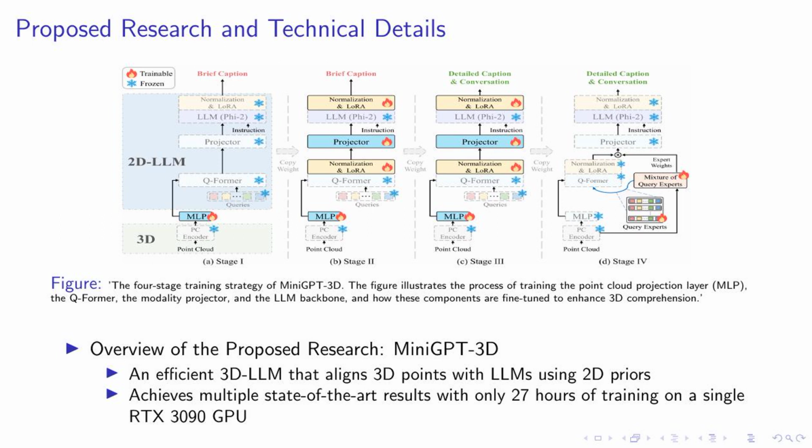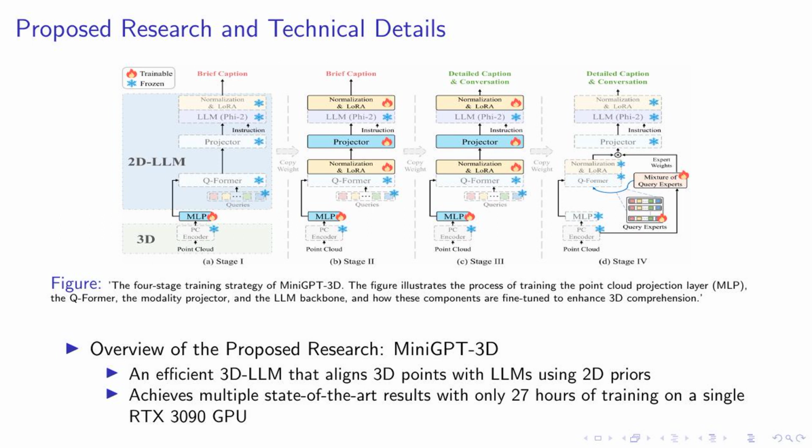Begin frame. Frame title: The 4-stage training strategy of MiniGPT-3D. Begin a figure, centering, include graphics, width equals 0.8 text width, height equals 0.45 text height, figure 3-1.png. Caption: The 4-stage training strategy of MiniGPT-3D. The figure illustrates the process of training the point cloud projection layer, MLP, the Q-former, the modality projector, and the LLM backbone, and how these components are fine-tuned to enhance 3D comprehension.